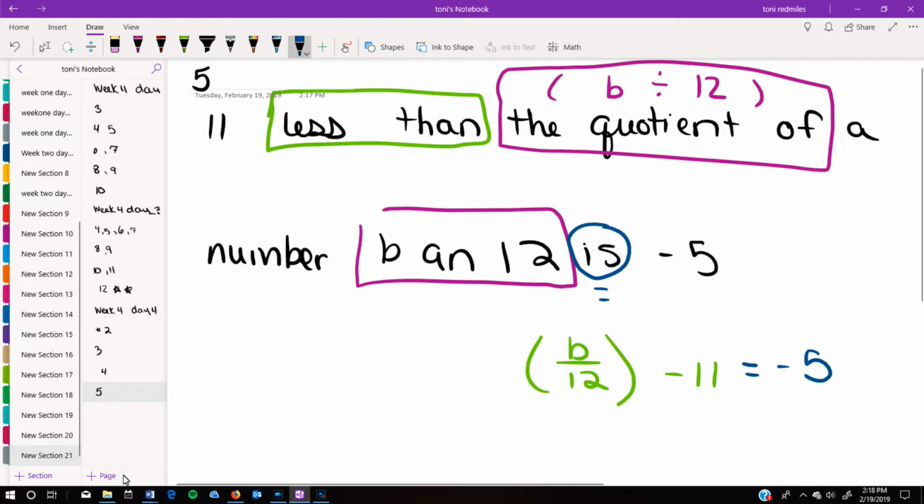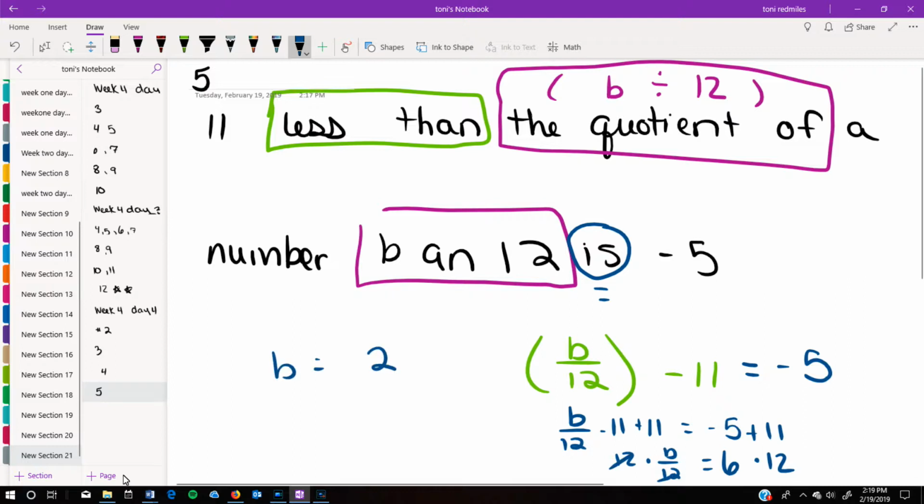Okay? All right, now I can solve this. If 11 is being subtracted from the b over 12, then I have to add it to both sides in order to move it to the other side. That should give me a positive 6 and a b over 12 still. To get rid of 12, I have to multiply it to both sides because it's being divided and I have to do the opposite. So b is going to equal 72.